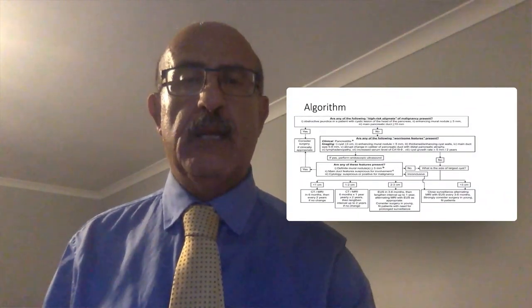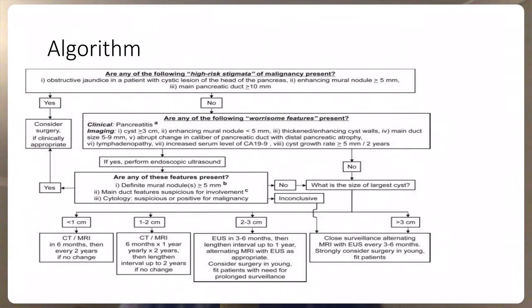And finally, I leave you with this algorithm that is done by the Fukuoka criteria that I mentioned earlier to you, and it basically guides you through the management. It shows you, is there any high-risk stigmata, then you proceed to surgery. If there is none, you look for worrisome features. If there is some, you do endoscopic ultrasound until you reach a final decision for every single patient.